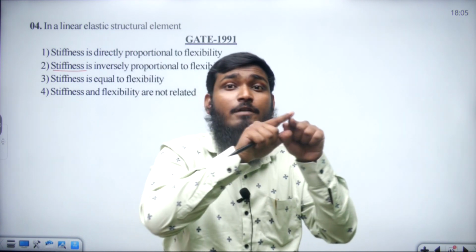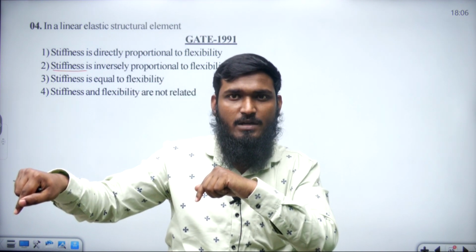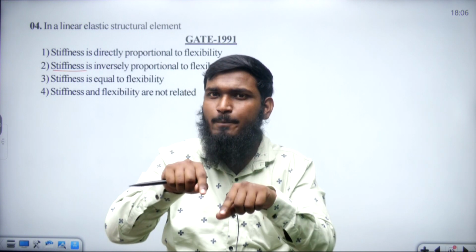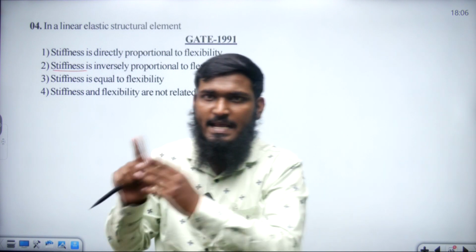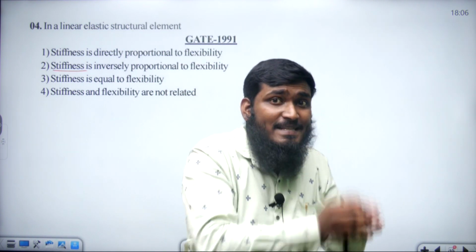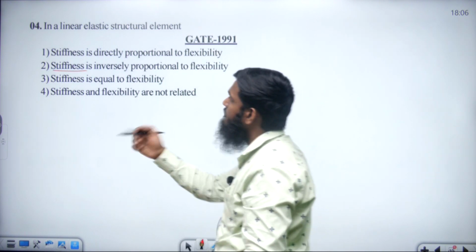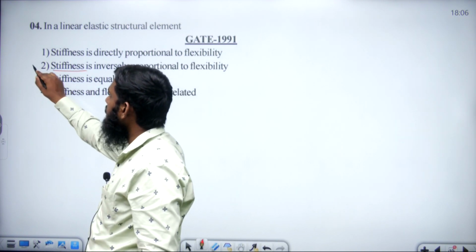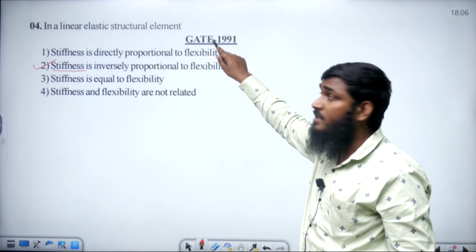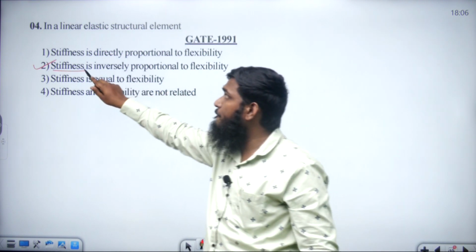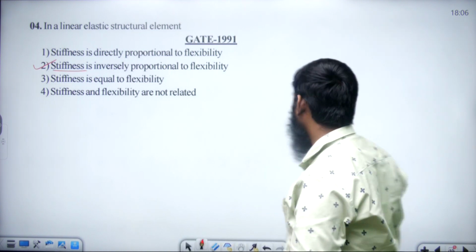If you have more flexibility, what will happen to the stiffness? Less stiffness. Understood? So how can we relate this, directly proportional or inversely proportional? More stiffness, less flexibility; more flexibility, less stiffness. So it is inversely proportional. Which option can we write? Option number 2. This question is from GATE 1991. So stiffness and flexibility will be inversely proportional. Okay, this part we have completed.